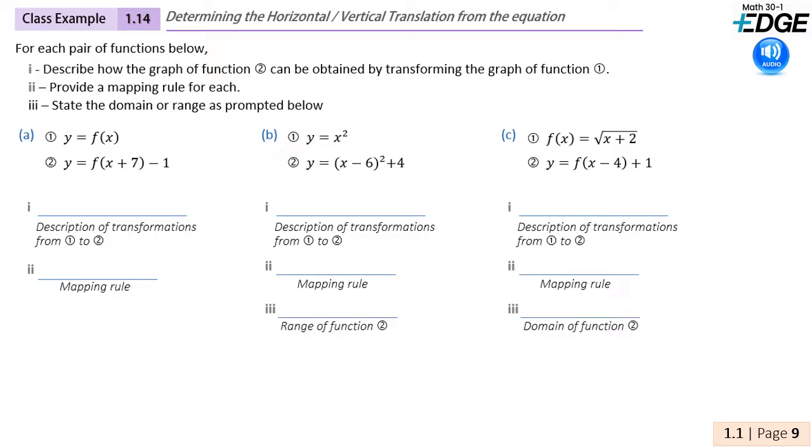Class example 1.14 will give us some equations and ask us to determine the horizontal and vertical translations described within them. Let's start with part A. We're given y equals f of x.